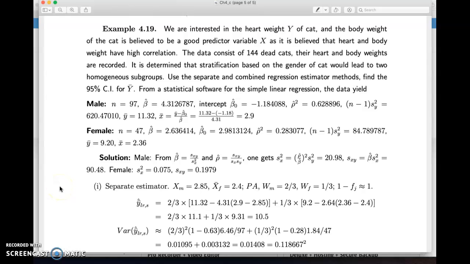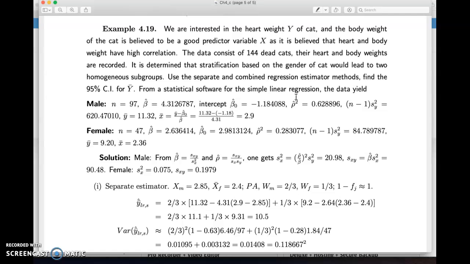Let's look at example 4.19. We're interested in the heart weight of cats, which is the Y variable, and the body weight of cats is believed to be a good predictive variable X. For the heart and body weight, they have high correlation. The data consists of 144 dead cats. Their hearts and body weights are recorded.